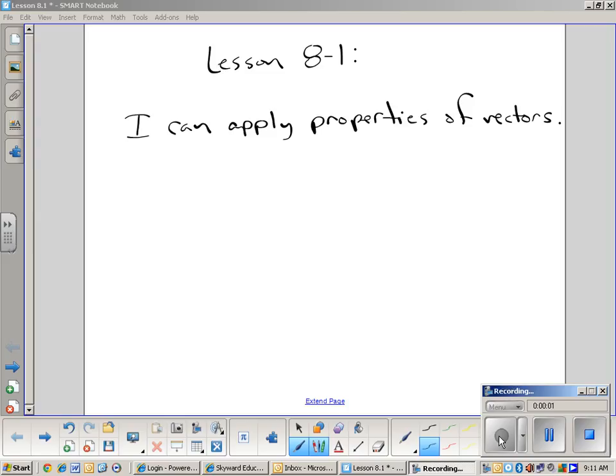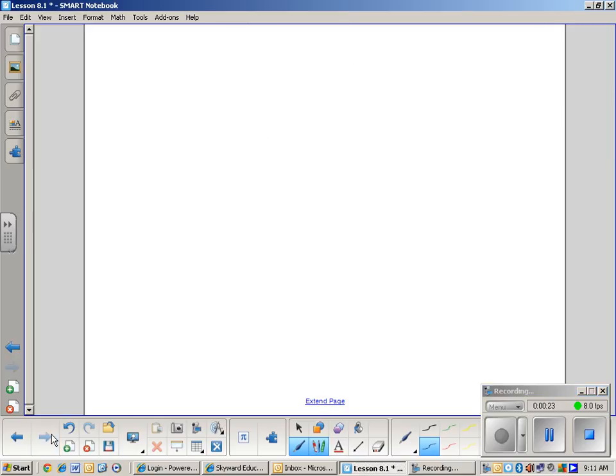Going to talk about vectors. There's a lot of different parts to this. I'm just going to make our I can statement easy to remember, as we're going to apply properties of vectors. There's a little more to it than that. Simplistic statement, but that pretty much covers it. All right, a vector.